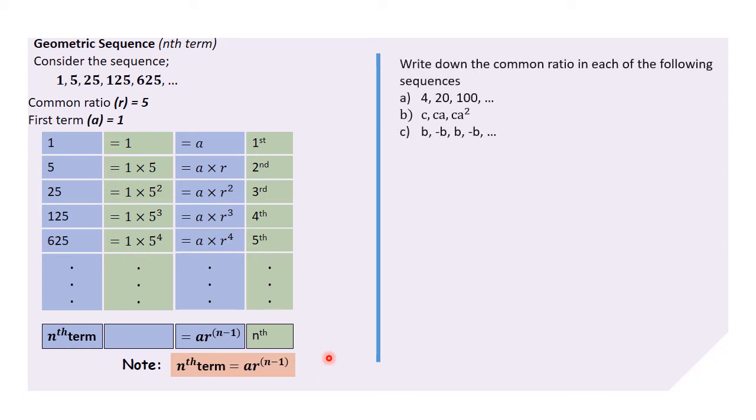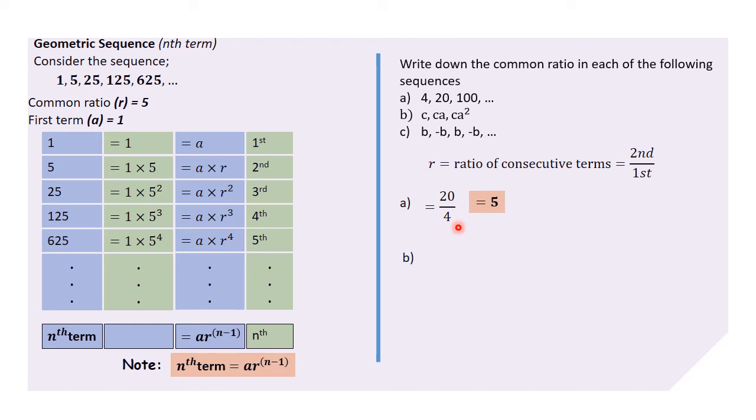Now, for our practice, we have a question here where we're told to write down the common ratio in each of the following sequences. We have part A: 4, 20, and 100. With that, we should know that the common ratio obviously will be the ratio of consecutive terms. In the list that we're having here, 5 is the same as 5 divided by 1, same as 25 divided by 5, same as 125 divided by 25, and that should be constant, and all the time should be equal to 5. And therefore, for part A, the common ratio will simply be 20 divided by 4, which is the same as 100 divided by 20, which is 5.